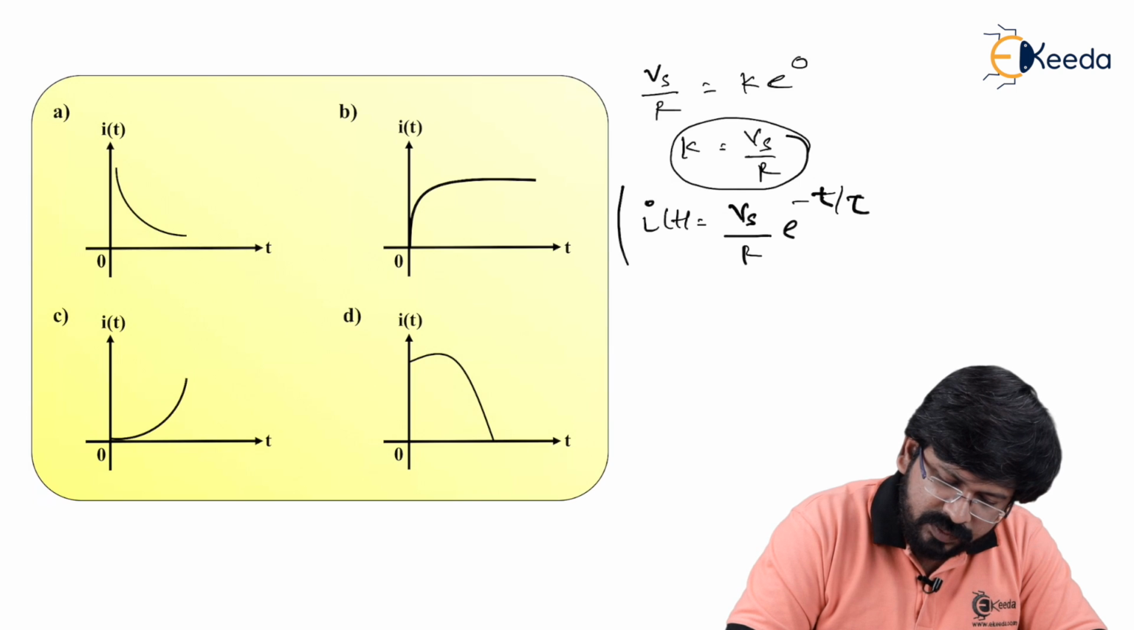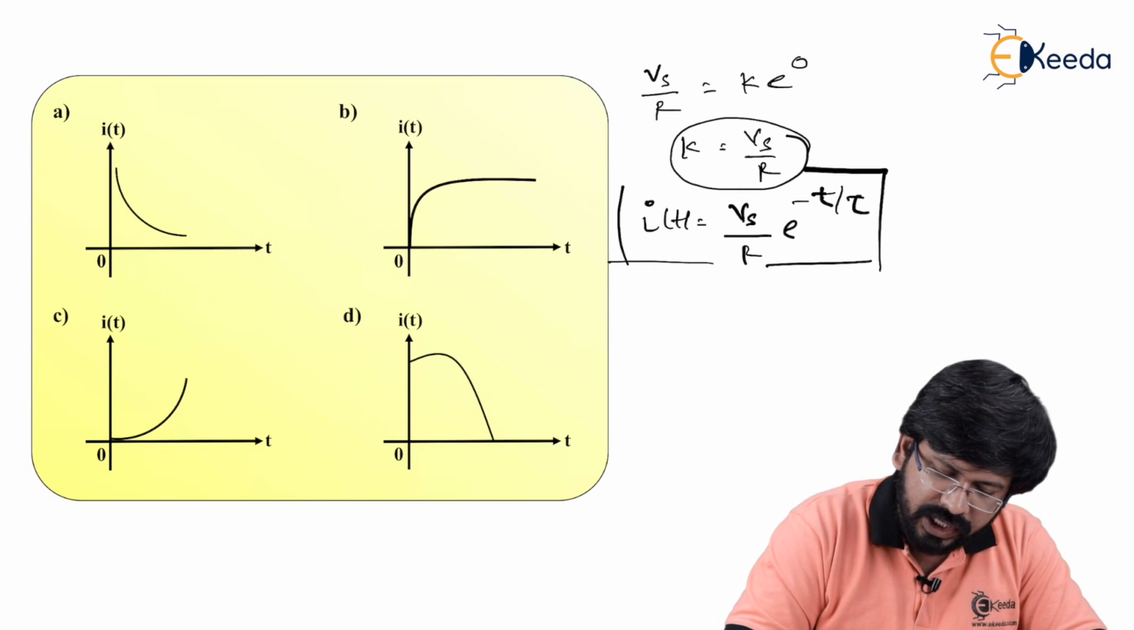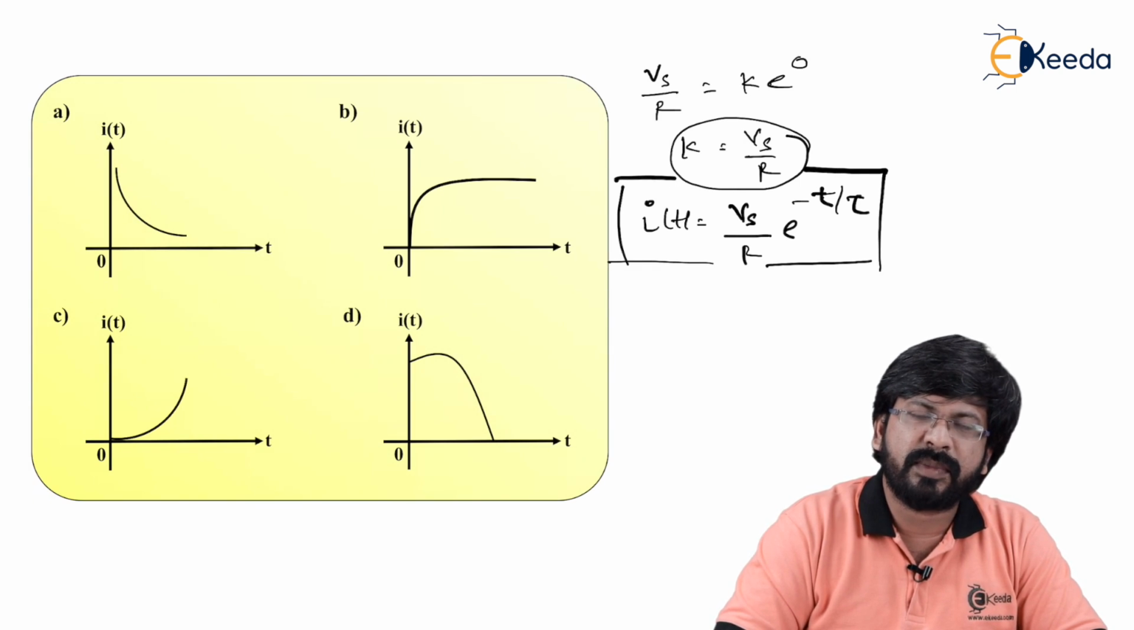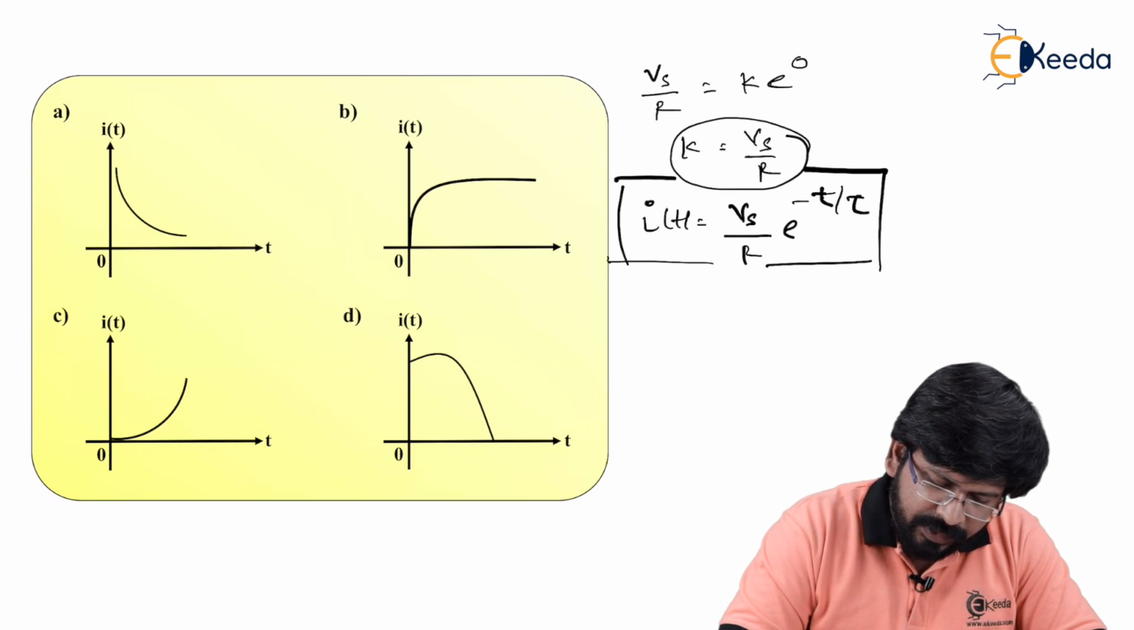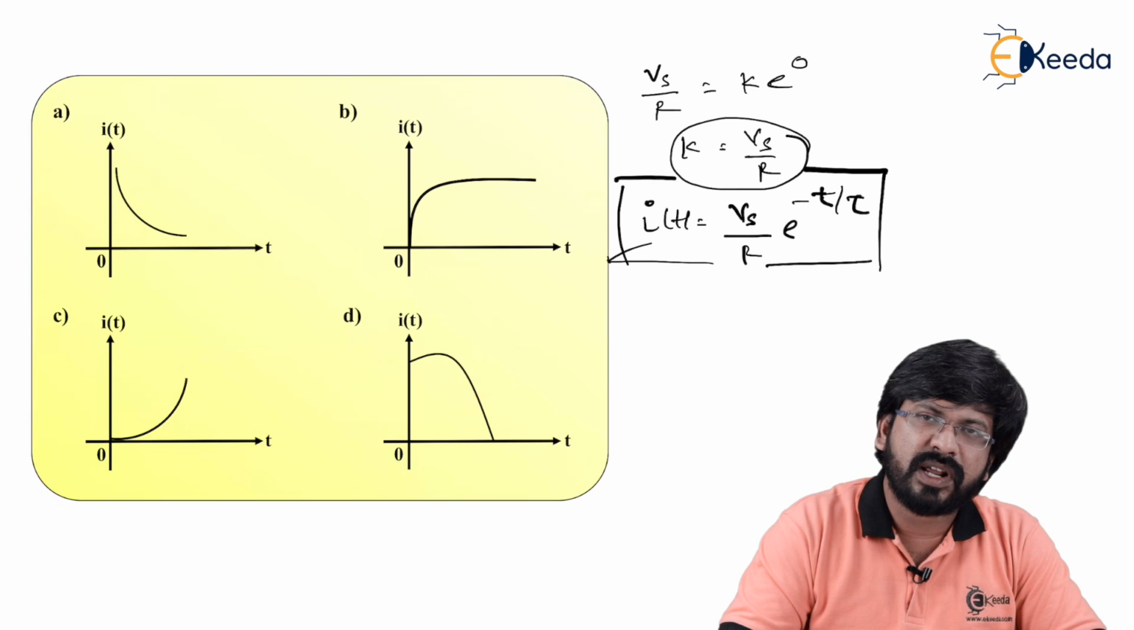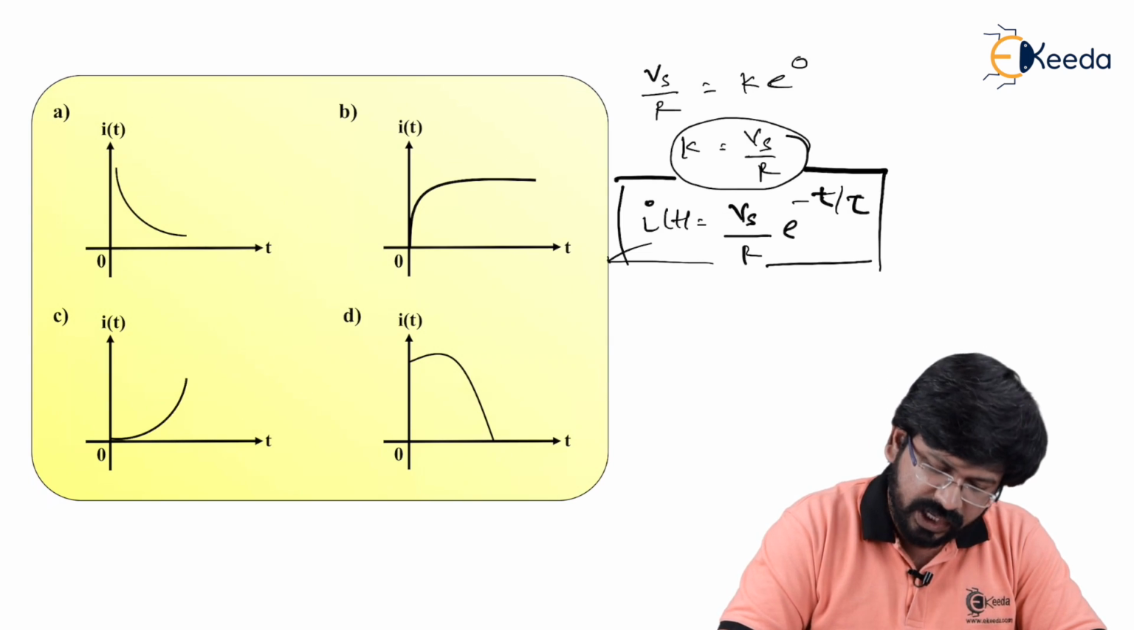And you know very well what is meant by tau. Tau is nothing but your time constant, and time constant is given by R into C. So it's just a constant. If this happens to be the I of t equation, we will try to plot I of t with respect to time.